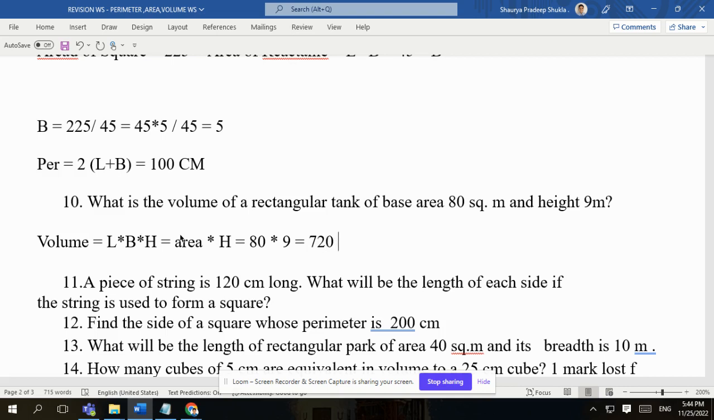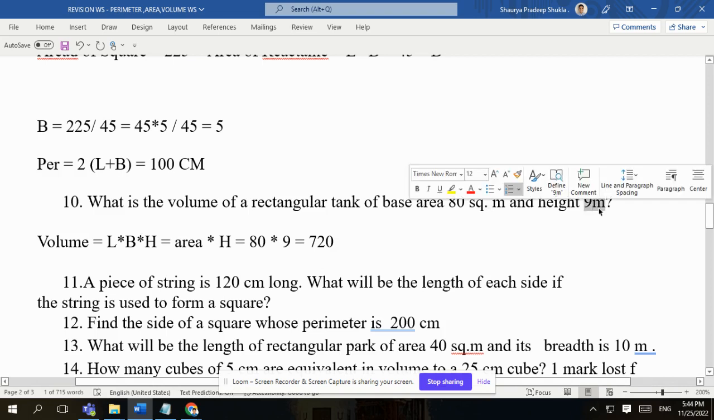And here it should be meter cube, guys. Why? Because it's a volume. One thing which your teacher can twist here is this: sometimes they will change the units. For example, this he can give in meter, this he can give in centimeter. You need to be careful that both the units should be the same. You cannot multiply centimeter with meter. You need to convert that into a common unit.